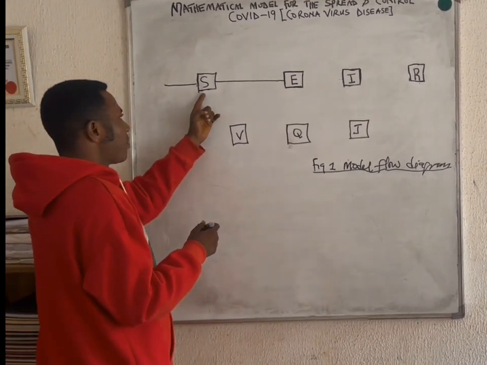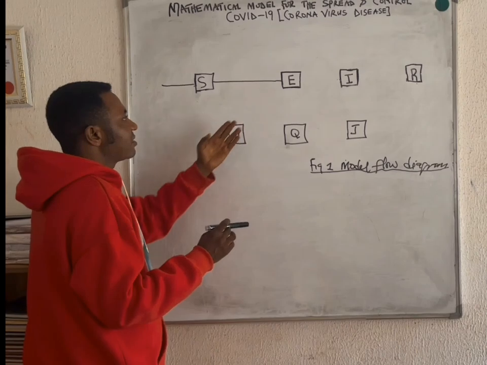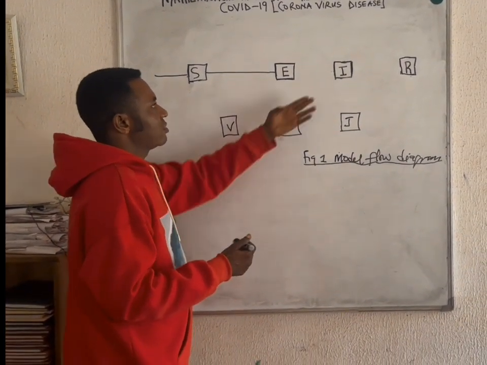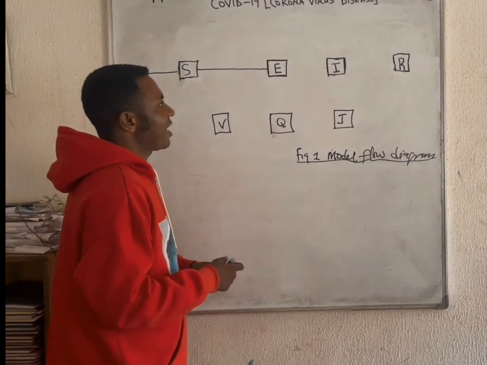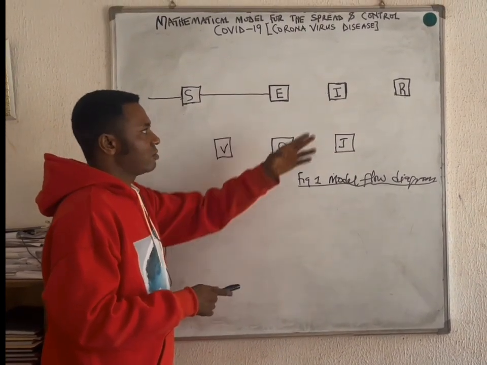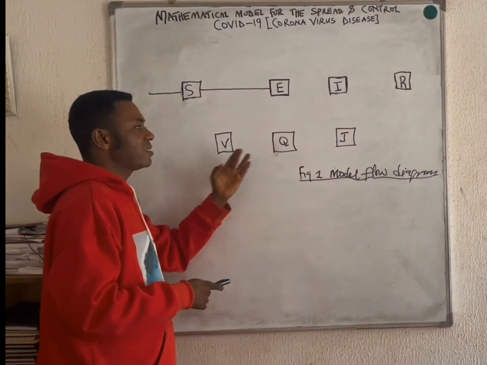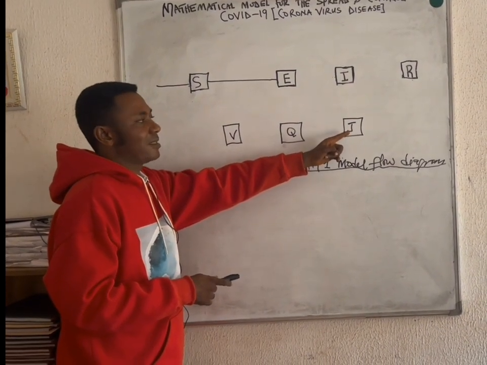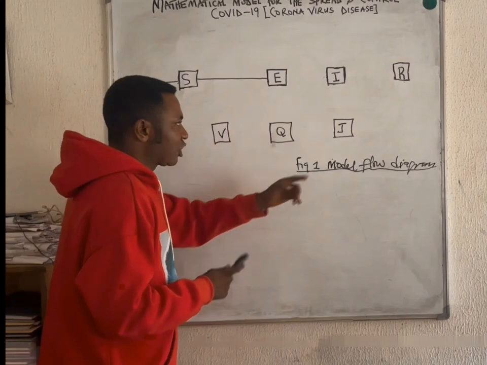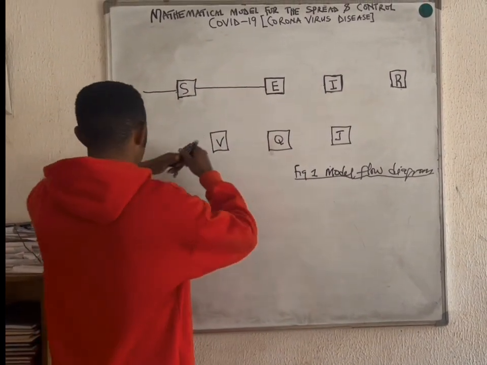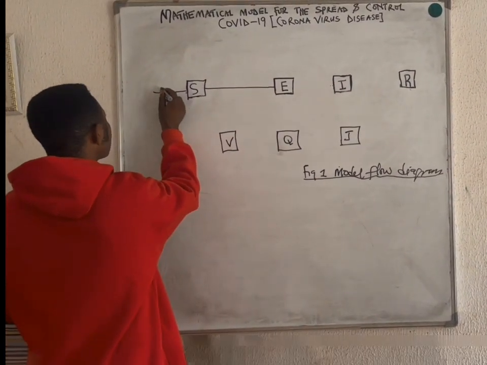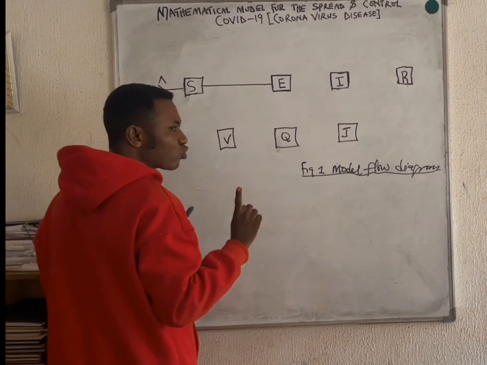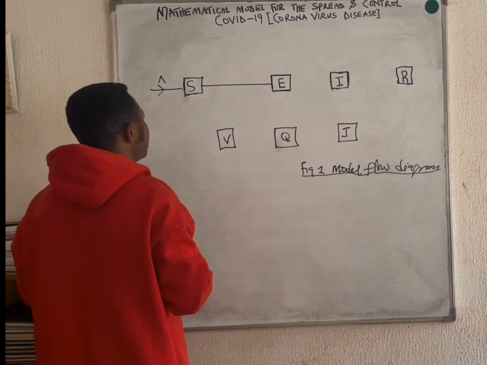Now, the susceptible population, they don't have the disease. The exposed, they are infected but not yet infectious. The infected here, they are infected and infectious. The recovered, the vaccinated, the quarantine, and this place is the isolated. We isolate them for treatment. So let us assume that this population grows at the rate of lambda. We call it the recruitment rate. All right? The recruitment rate.